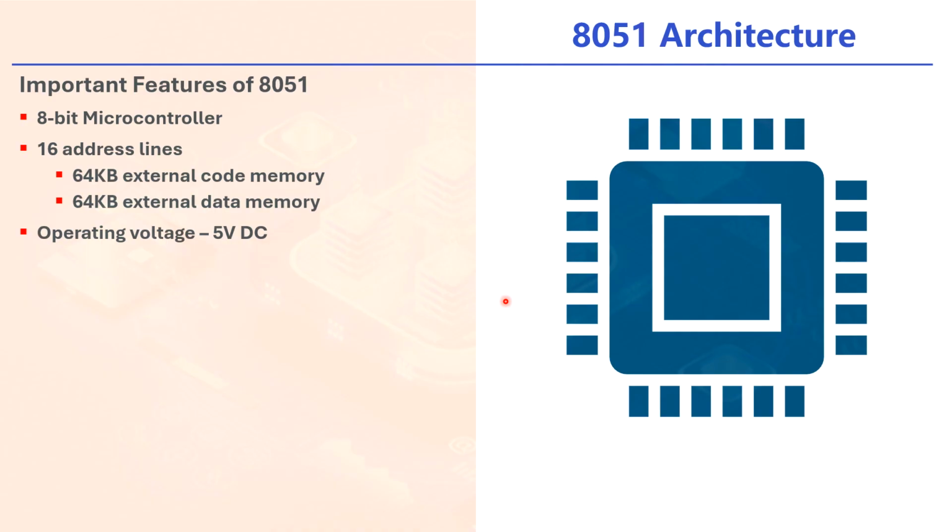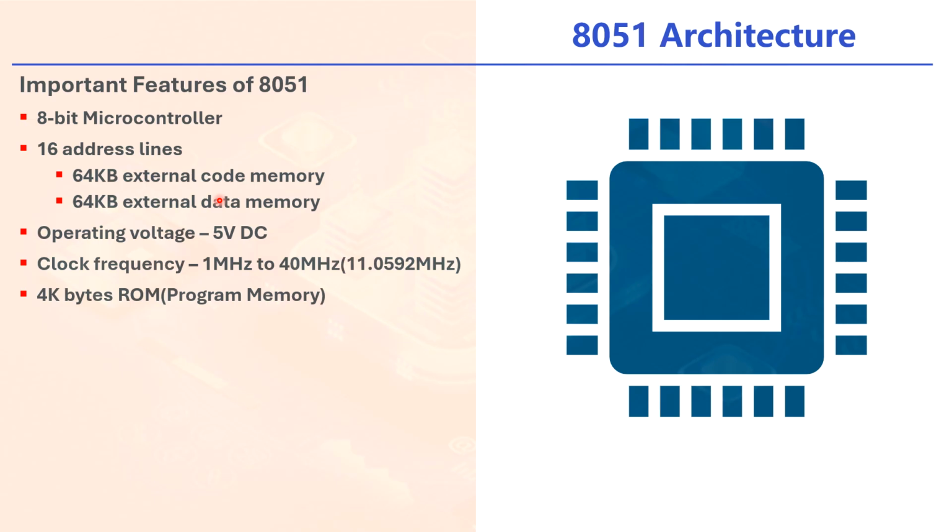Next thing, operating voltage. For this IC, a 5 volt DC supply is required. Clock frequency is 1 megahertz to 40 megahertz, but generally we will use the frequency 11.0592 megahertz, that is the crystal frequency. This crystal oscillator frequency is what we use in the 8051 microcontroller.